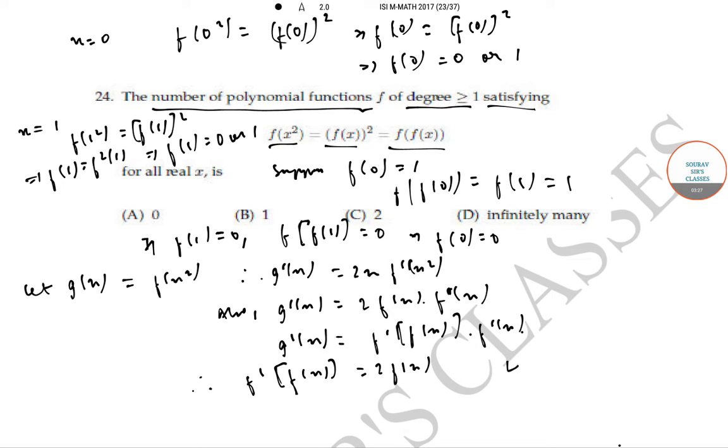Now let degree of f to be equal to n. Then n into n minus 1 is equal to n. From this we get n to be 0 or 1.